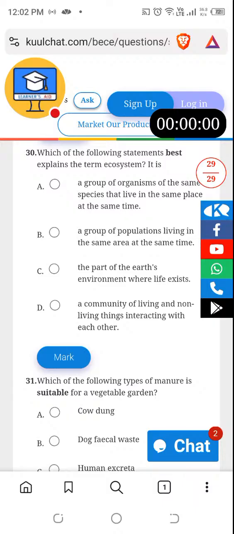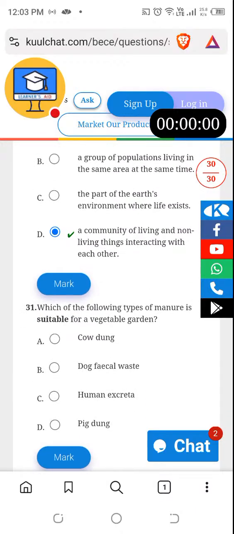The part of the Earth's environment where life exists. Is it biosphere or habitats? Yeah. A community of living and non-living things. So this captures ecosystem. The last one captures ecosystem.